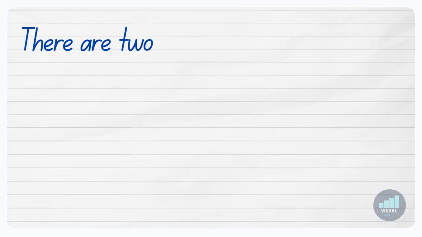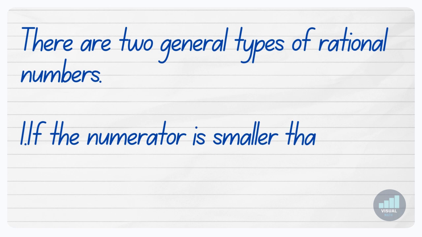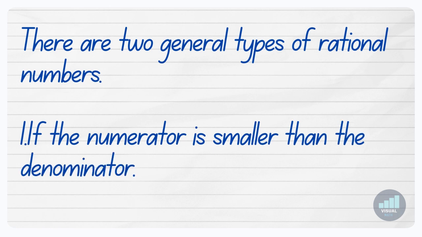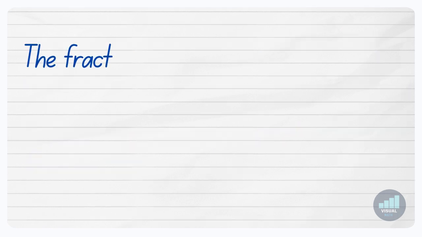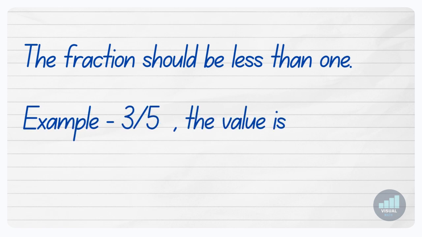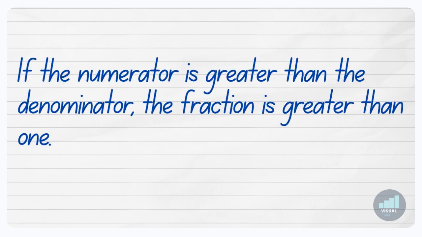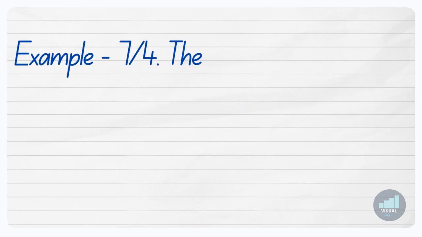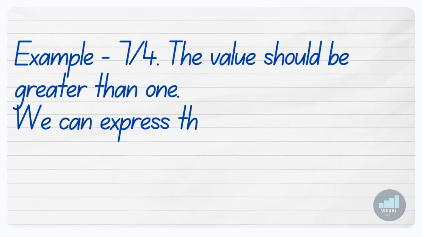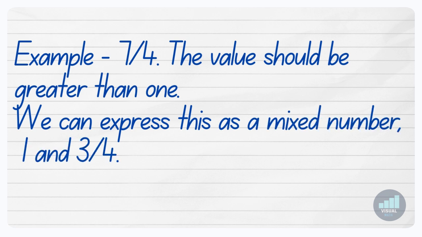There are two general types of rational numbers. One, if the numerator is smaller than the denominator, the fraction is less than 1. Example, 3/5. Since 3 is smaller than 5, the fraction is less than 1. Two, if the numerator is greater than the denominator, the fraction is more than 1. Example, 7/4. Since 7 is greater than 4, this fraction is more than 1. We can rewrite it as a mixed number, 1 and 3/4.